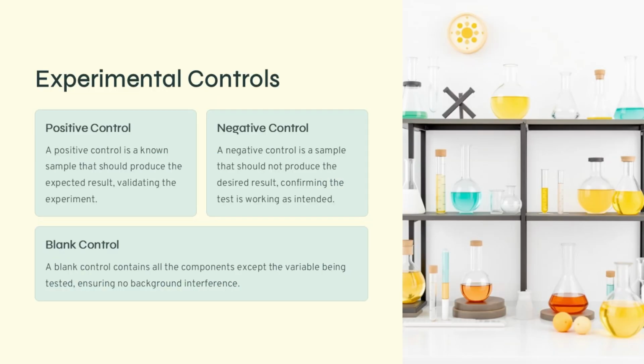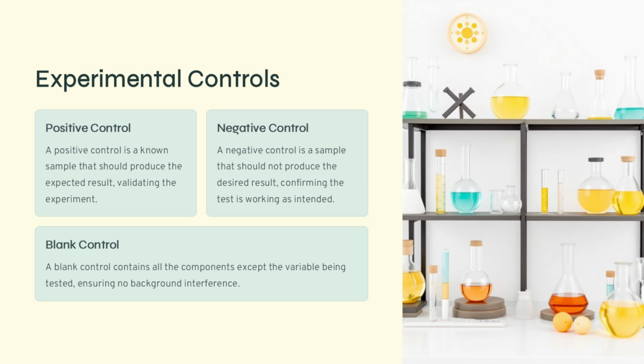The slide introduces the concept of experimental controls, which are essential for ensuring the validity and reliability of scientific experiments. Positive controls are samples that should produce the expected result, validating the overall experiment. Negative controls are samples that should not produce the desired result, confirming the test is working as intended. Blank controls contain all the components except the variable being tested, ensuring there is no background interference that could impact the results.